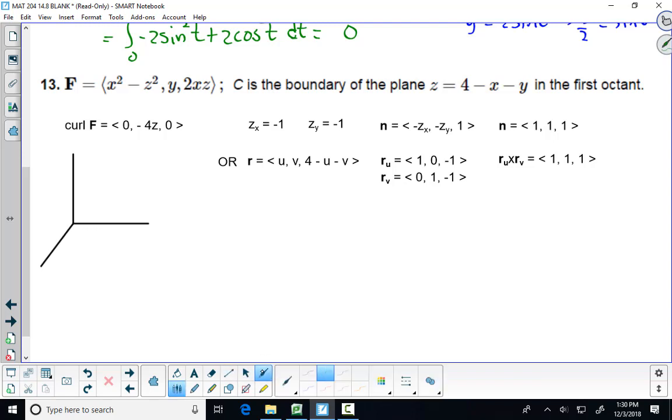If we look at this, the z-intercept is 4. Aren't all the intercepts 4? Yeah, they're all 4, right? Does everybody agree?